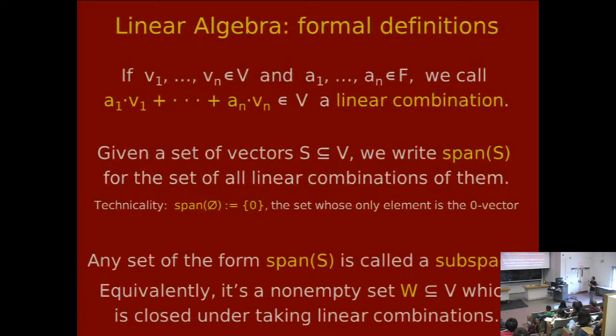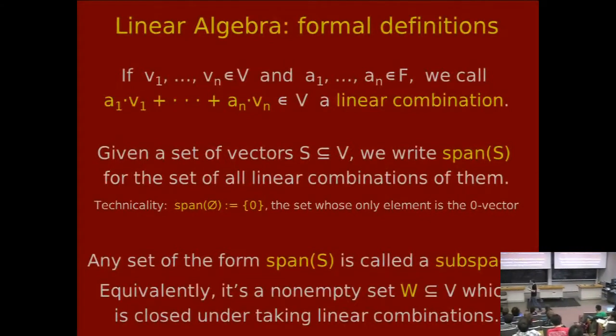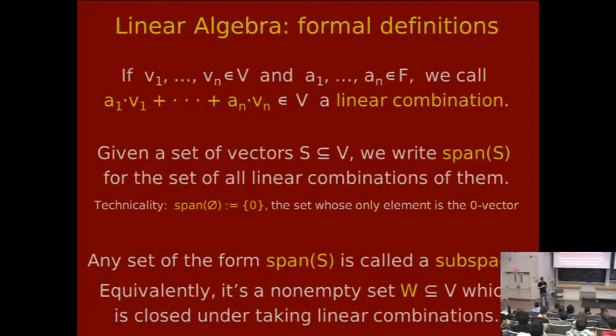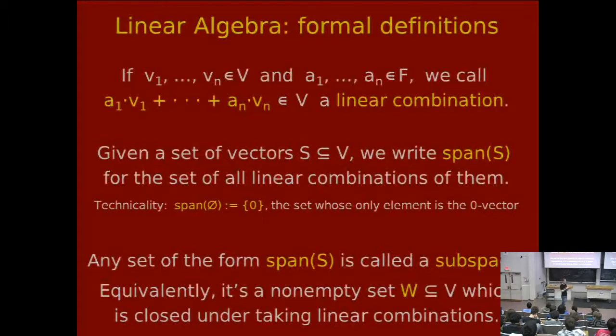Okay, and whenever you have a set of the form span of some vectors, we call that a subspace. It's similar to, if you remember this notion of subgroup, a subspace just means a collection of vectors which itself forms a vector space, essentially a set of vectors W closed under taking linear combinations. So whenever you take linear combinations of stuff in W, you only stay in W. It's like a plane in R3. If you take linear combinations of vectors from a plane, you only stay inside that plane.